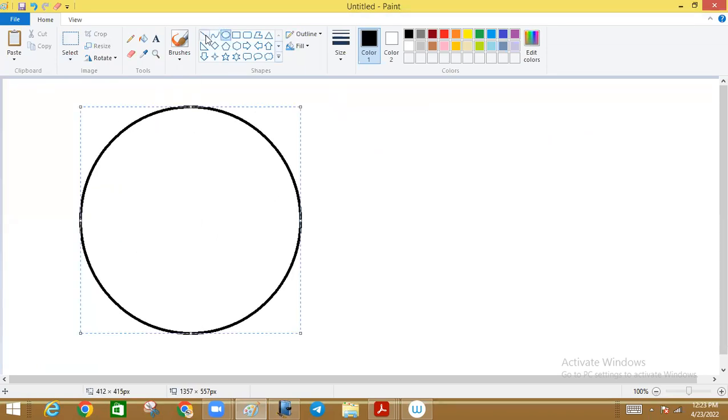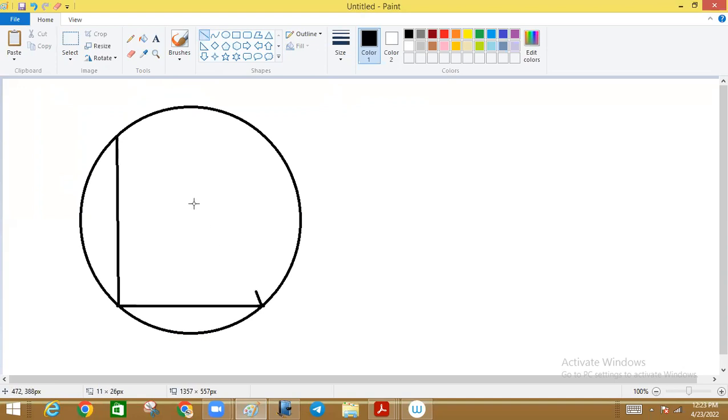If you subtend an angle by using a chord, this one is a chord. From the end points of this chord, we are subtending various angles in a circle. Here is an angle. Subtending means we are drawing an angle.